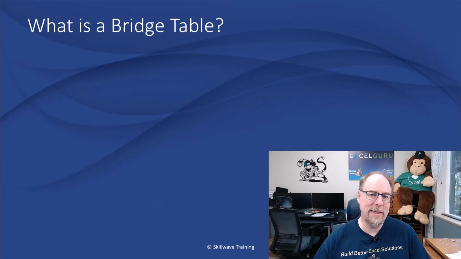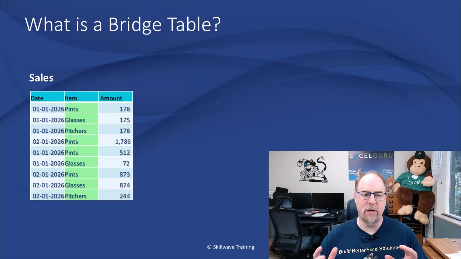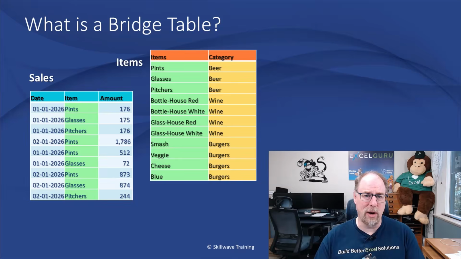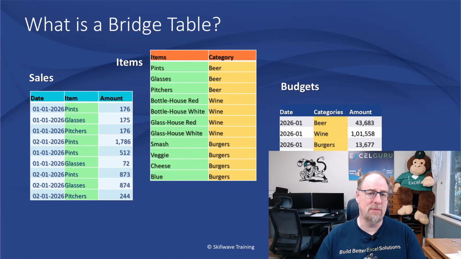So, what is the bridge table all about? Well, bridge tables work really well when you have two separate fact tables that have different granularity of fields that you're actually trying to match. Let's say that we've got a sales table that has dates, items, and amount, and we've got a sales items table that has item and category, but our budgets are actually built at the category, not item level.